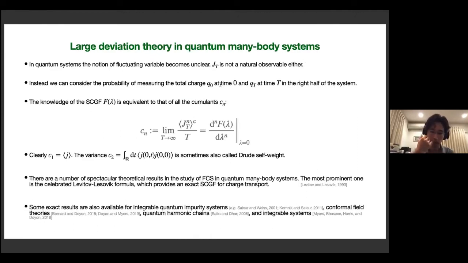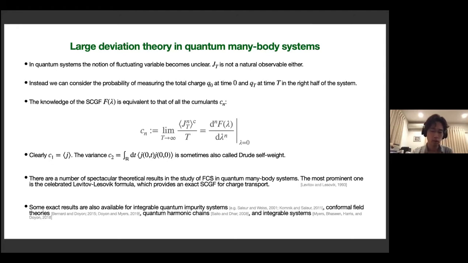In any case, you can have this kind of f of lambda or probability distribution, I mean, large deviation function, in both cases. And it's common practice to define also cumulants like this, because directly calculating f of lambda could be hard. But in many cases, calculating some lower cumulants like second or third or fourth cumulants is more amenable. So that's what people do.